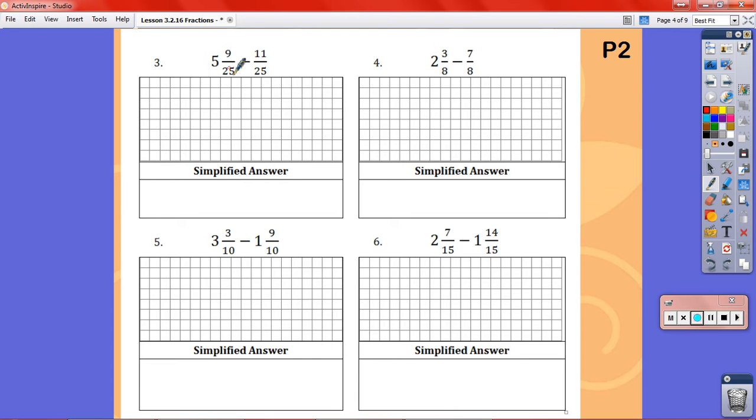5 and 9/25 minus 11/25. This is when your pictures come in handy, because doing 5 sets of 25 blocks is a lot. I don't really have enough space for all that. So what I can just do is say, well, one whole would look like this.